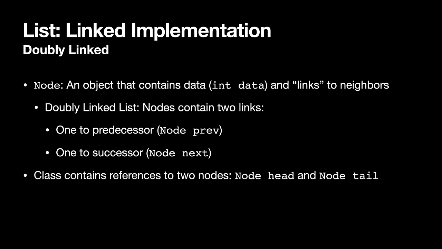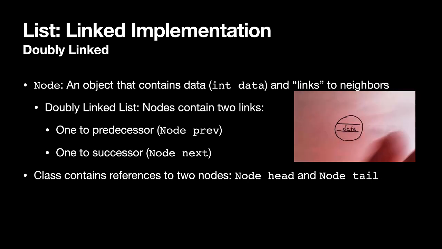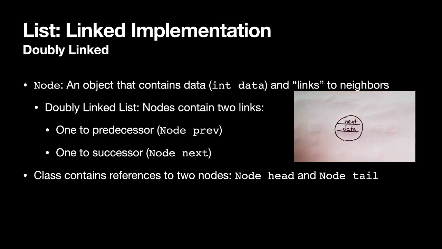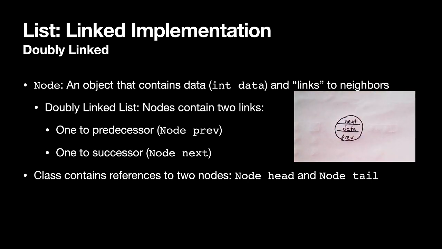Okay, the class itself is going to contain 2 links, one to the head of the list, the front node in the list, and the other to the tail of the list. So I'm going to use a particular notation for my list. I am going to draw nodes as circles. And I'm going to divide the circle into 3 different pieces. The middle spot is going to be where I store the data. The top spot is going to be the reference to the next item. The bottom spot is going to be the reference to the previous item.